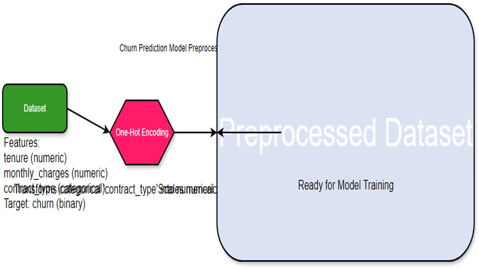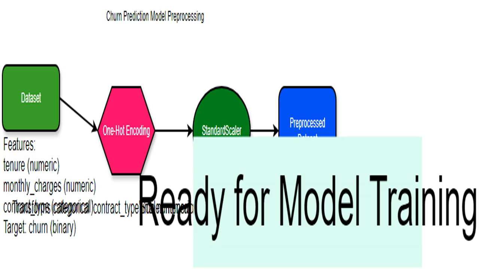After I perform one-hot encoding and scaling, my data is ready for the next stage. Now I can use the processed data to train my machine learning model and make predictions. I'm ready to rock and roll.